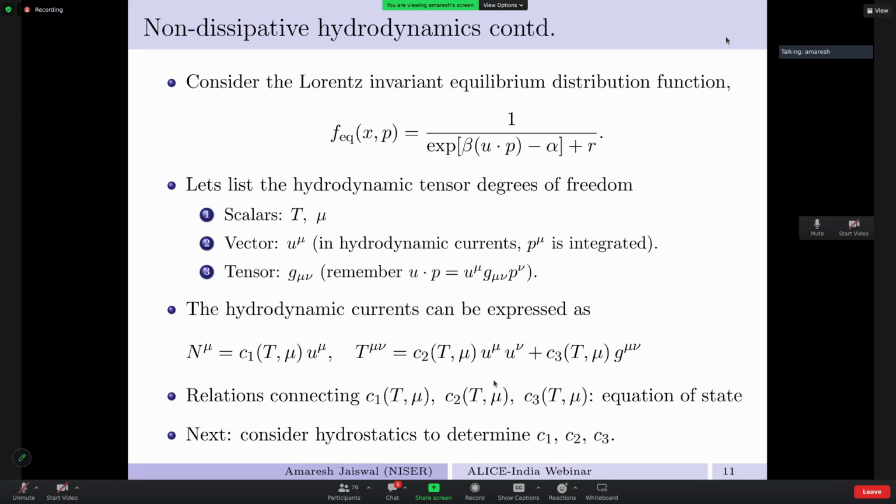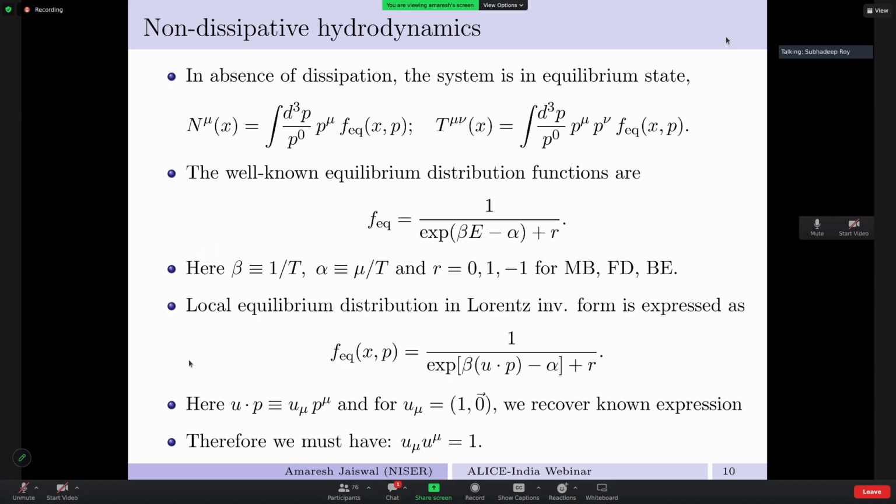So before that, in this distribution function, let's count. Excuse me, sorry to interrupt. Yes, please. The quantity that you wrote here, u^μ = (1, 0). What does this zero vector mean? How do you connect this zero vector with something? I'm just trying to understand.